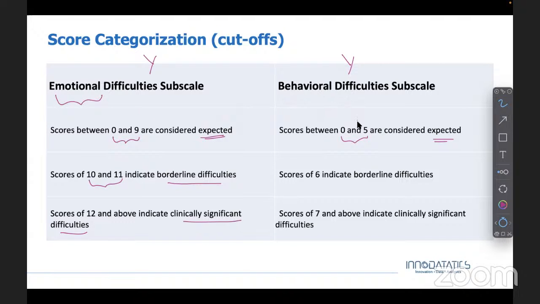When it comes to behavioral difficulties, a score of 6 indicates borderline difficulties, and 7 and above indicates significant difficulties. To be able to categorize in this way, to bucket or discretize in this way, all mean the same thing. You need domain knowledge.